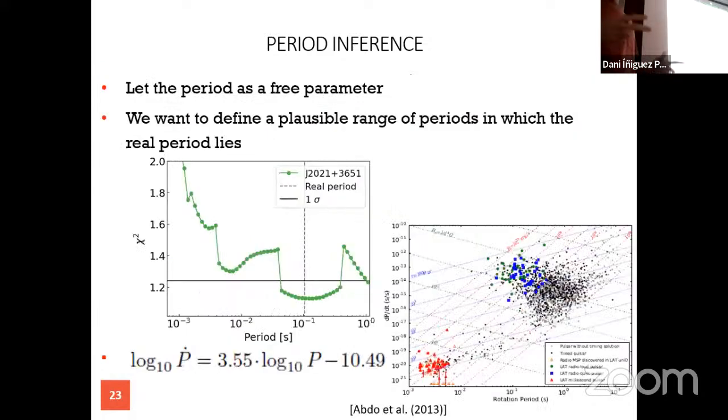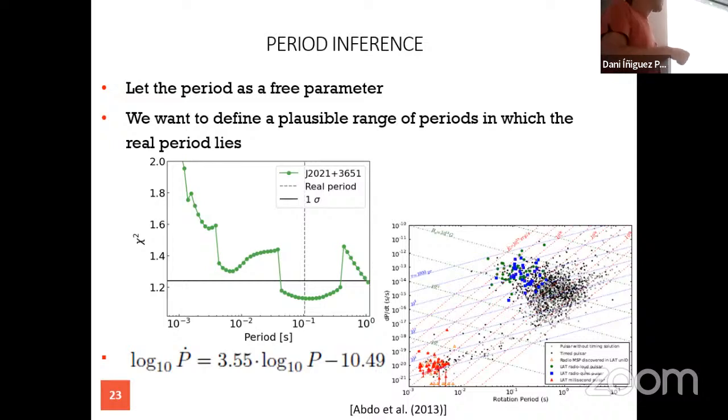In order to ask these questions, we modified our spectral fitting tools in order to deal with the period as a free parameter. To do so, we defined a logarithmically spaced grid of periods from 1 millisecond to 1 second, because this is the typical period range of gamma-ray pulsars. And for each one of the periods, we performed a spectral fitting, so that we ended up with a grid of periods, and for each period, a chi-square value.